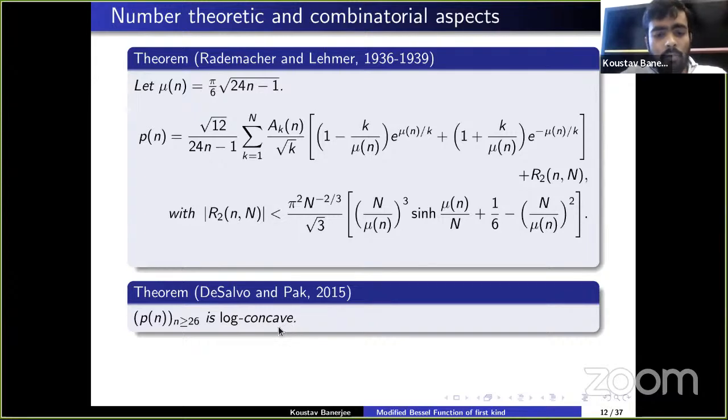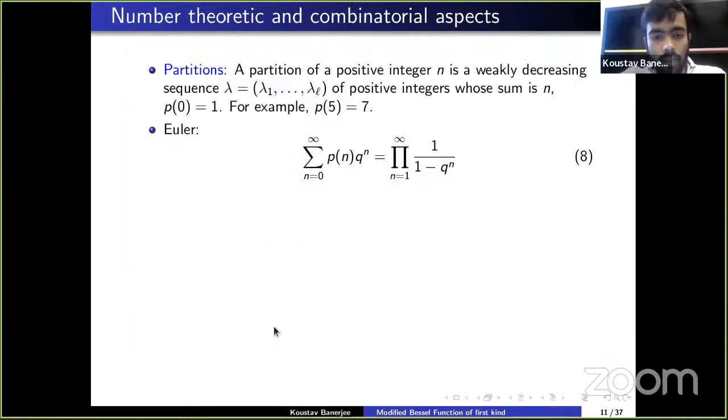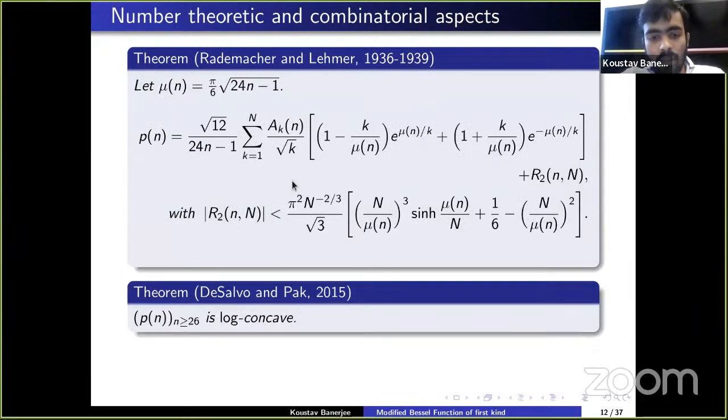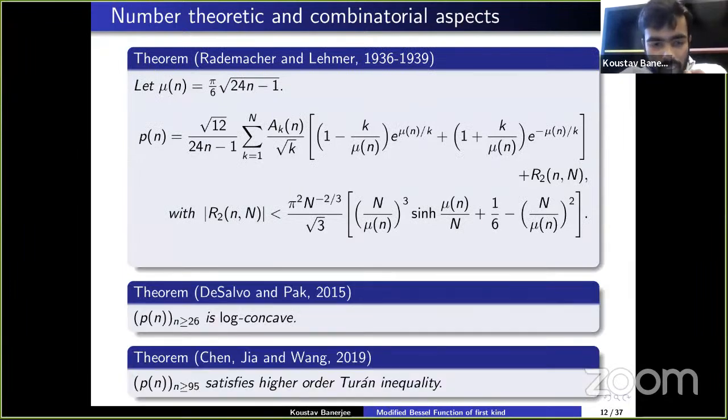So if I say this according to this language, this Jensen polynomial of degree 2 associated with p of n has only real zeros. But Professor Bill Chen himself, along with his students Jia and Wang in 2019, moved further. They proved that p of n for n greater or equal to 95, again this is a certain constant, satisfies the higher order Turan inequality. That means the Jensen polynomial associated with p of n with degree 3 and shift n again has all real roots.